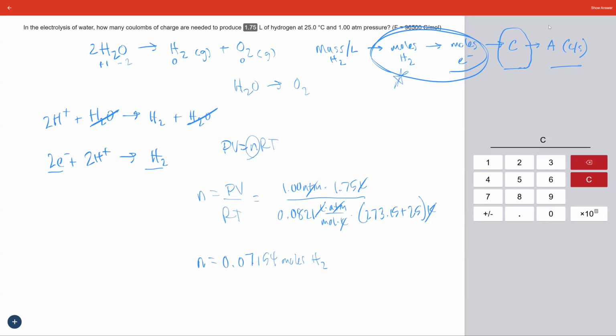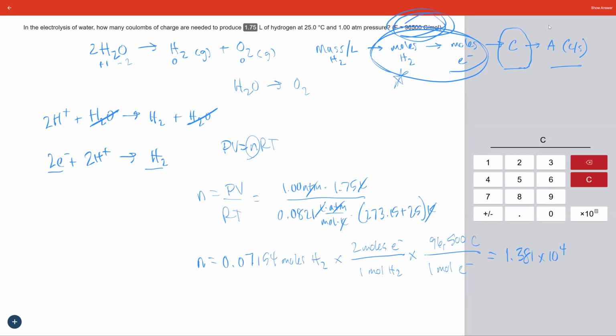Now we got to multiply for every 1 mole of H2, there are 2 moles of electrons. For every 1 mole of electrons, there's 96,500 coulombs. That's this number up here, right? So that number is not saying coulombs per mole of stuff. It's per mole of electrons. And so that's where we're using this number. So we're going to then multiply through our 0.07154 times 2 times 96,500. We get a big number here, 1.381 times 10 to the 4th.